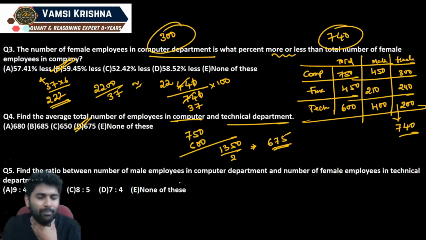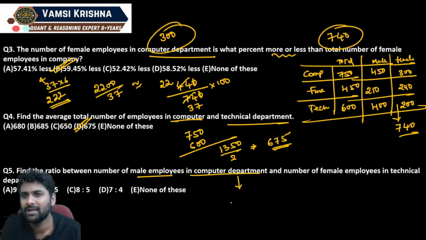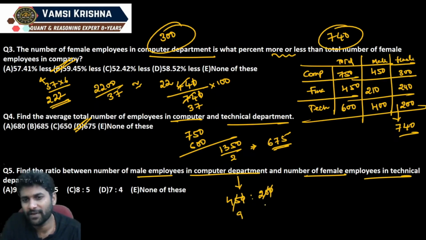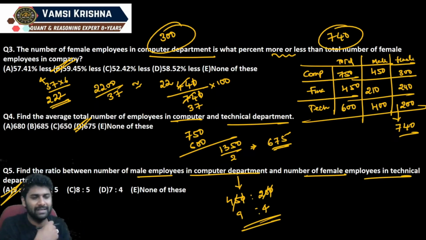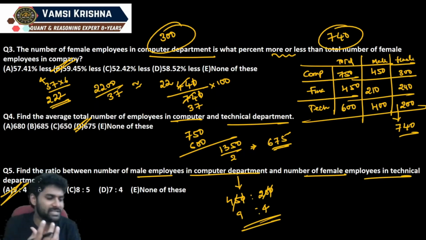Find the ratio between number of male employees in computer department. Number of males in computer department is 450. And number of female employees in technical department. Number of females in technical department is 200. 5 nines, 5 fours. It's a ratio of 9:4. Hope it's clear. And these are the 5 different questions from this caselet information.